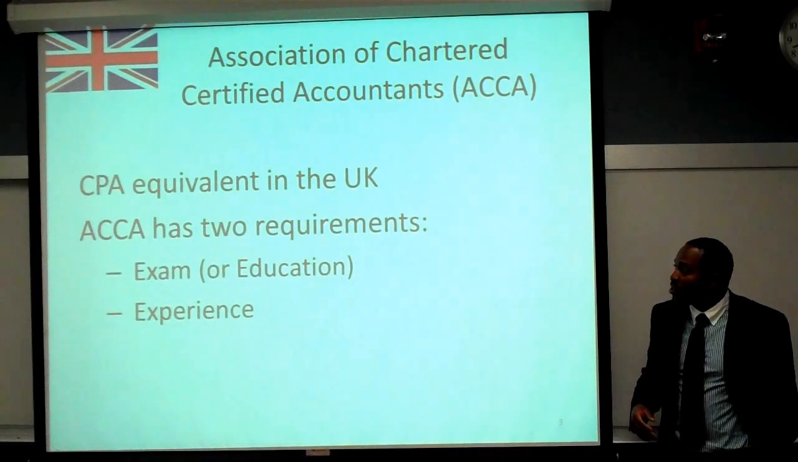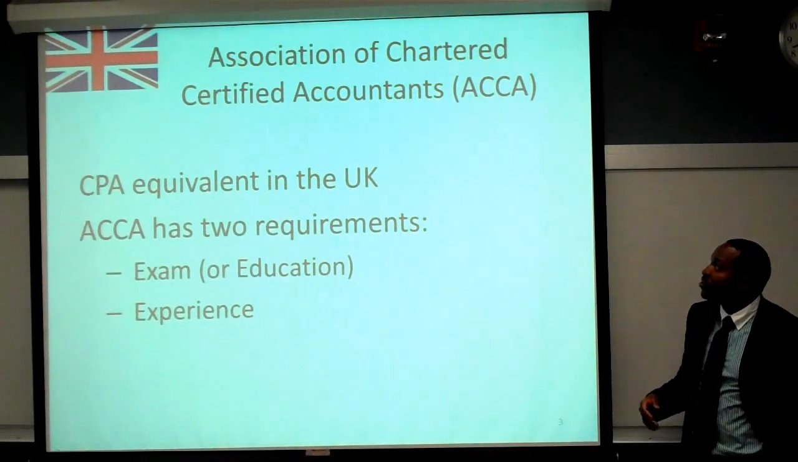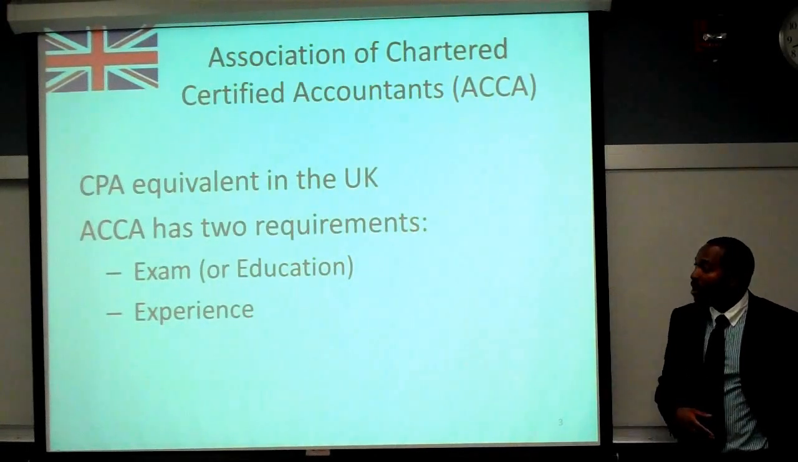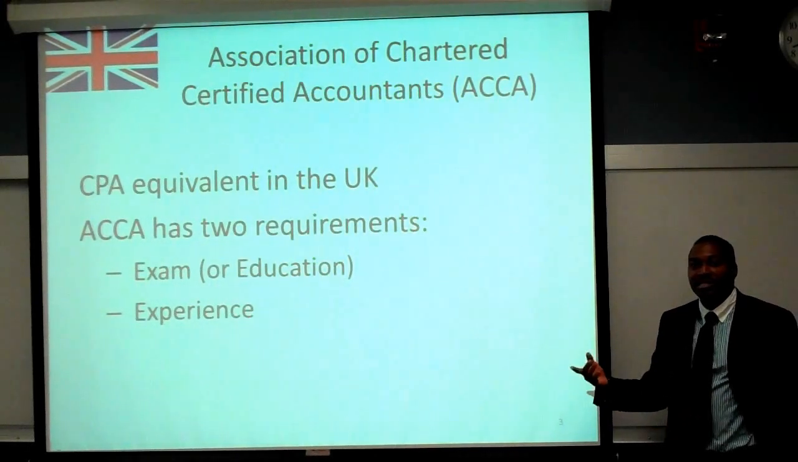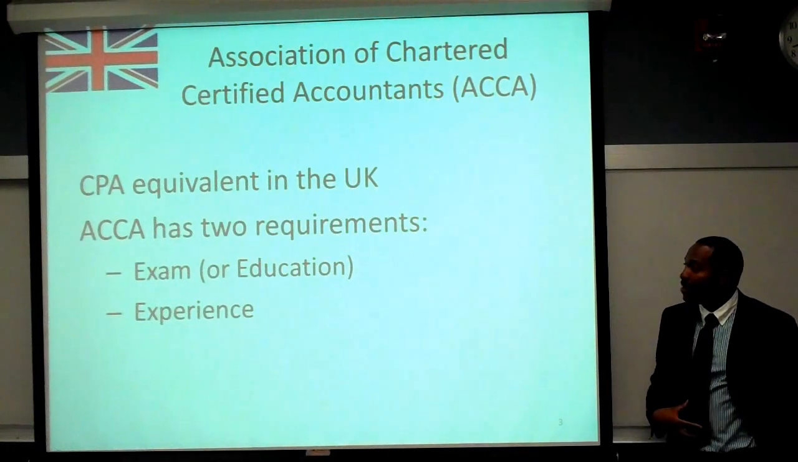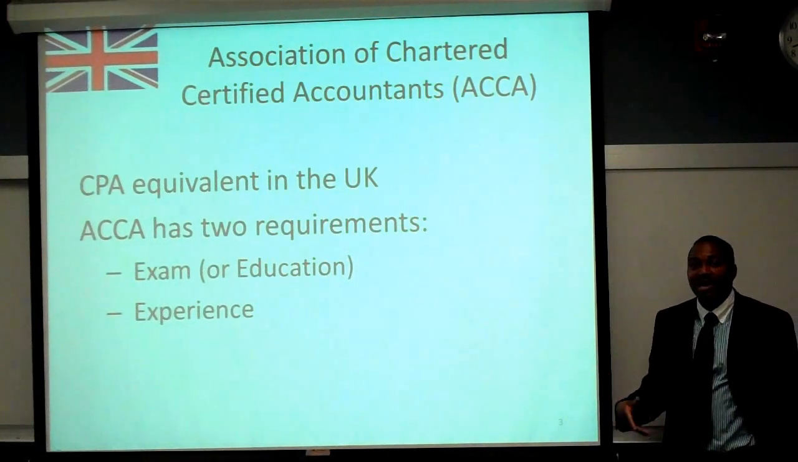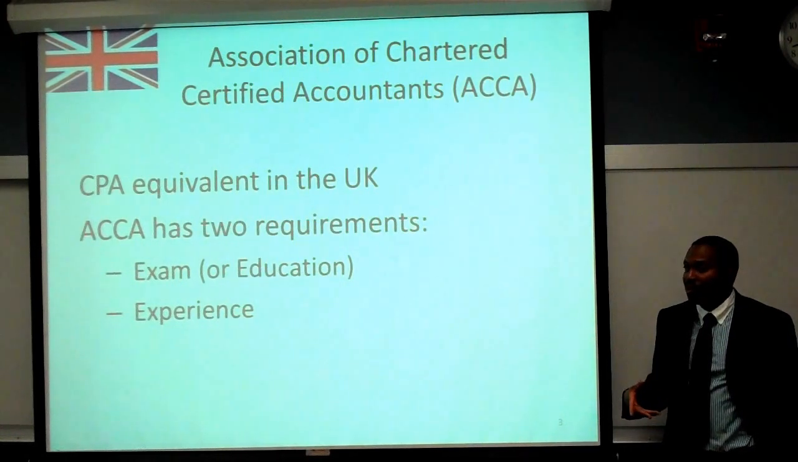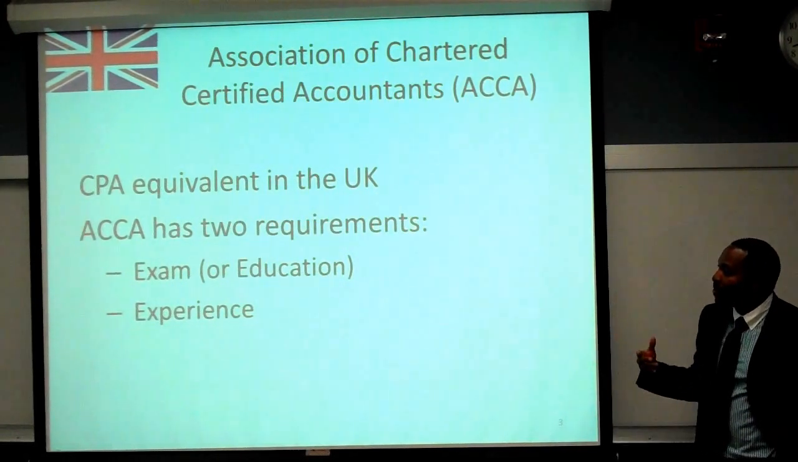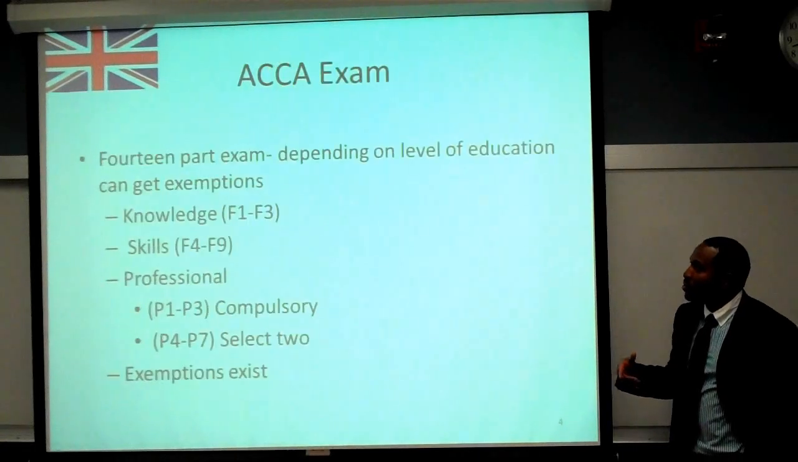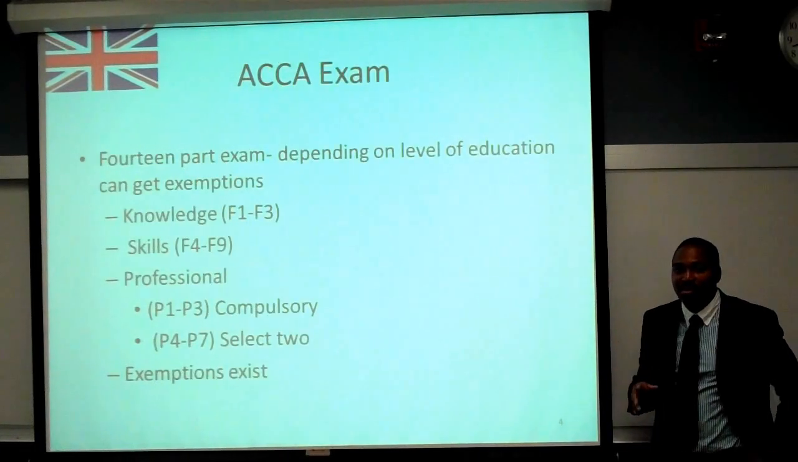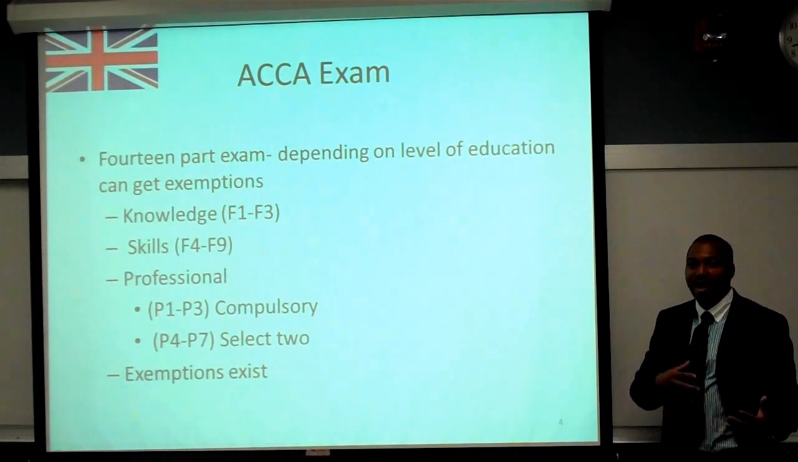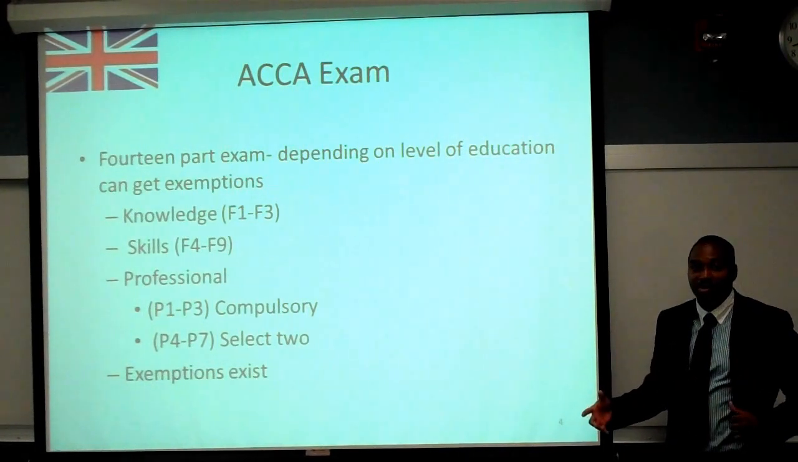The qualification in the UK is called the Association of Chartered Certified Accountants, ACCA for short. It is equivalent to the CPA in the US, and the ACCA basically has two major requirements: the examination and experience. As far as the examination goes, there are 14 parts to the examination, and you can basically start taking them right after high school.